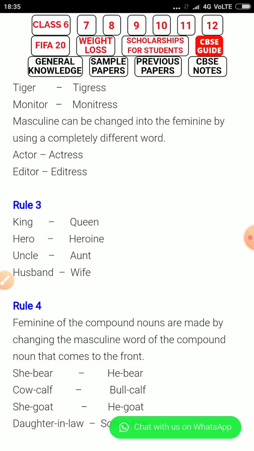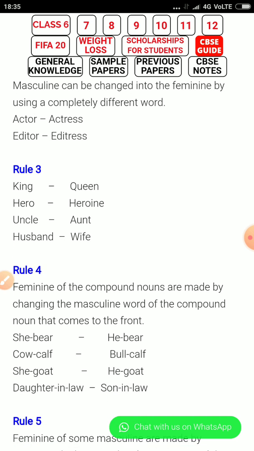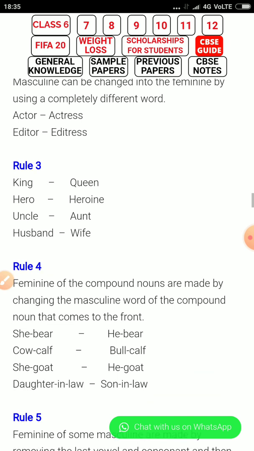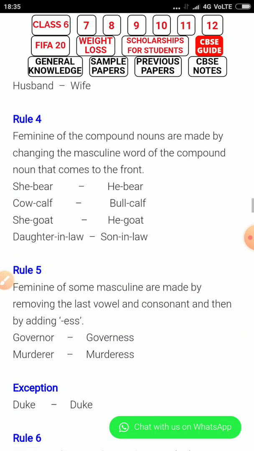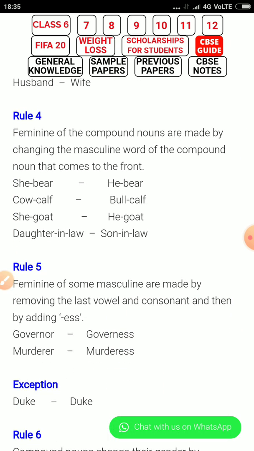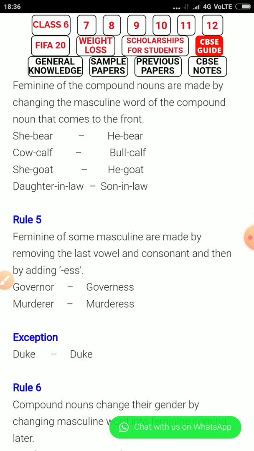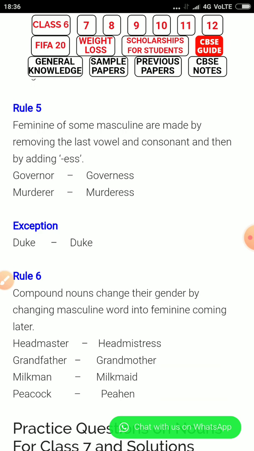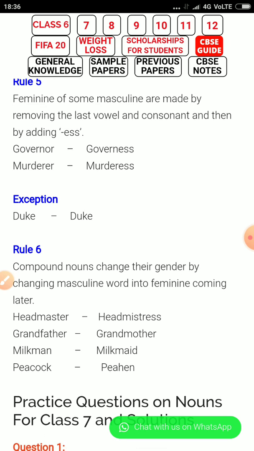Rule 4: feminine of compound nouns is made by changing the masculine word of the compound noun: she-bear, he-bear; cow, bull; she-goat, he-goat; daughter-in-law, son-in-law. Rule 5: feminine of some masculine nouns is made by removing the last vowel and consonant, then adding ess: governor, governess; murderer, murderess. Exception: duke, duchess. Compound nouns change their gender by changing the masculine word into feminine: headmaster, headmistress; grandfather, grandmother; milkman, milkmaid; peacock, peahen.